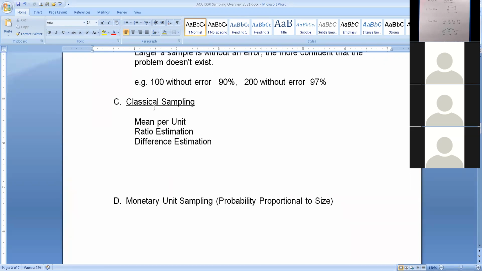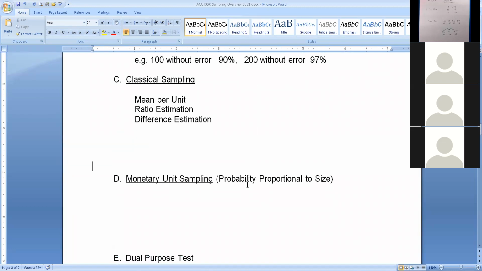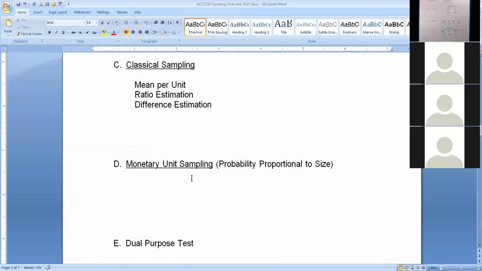You'll see it called both of these things. Monetary unit sampling or probability proportional to size. And we are going to do this. So monetary unit sampling is a specialized auditing sampling method.